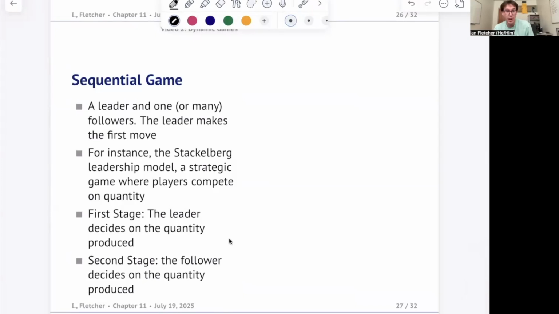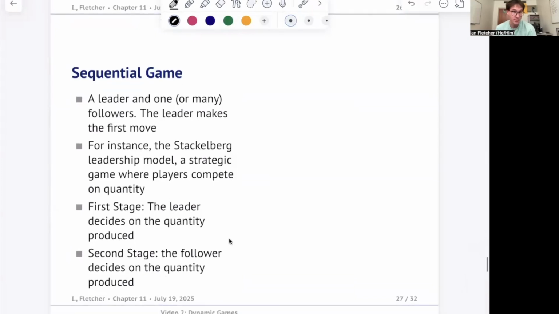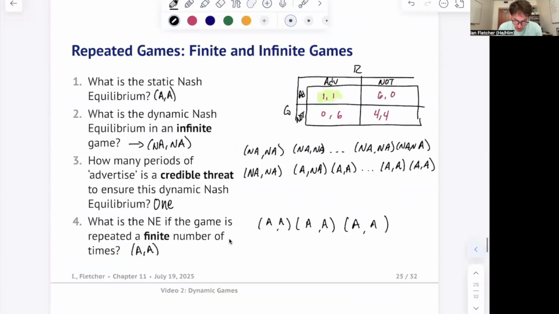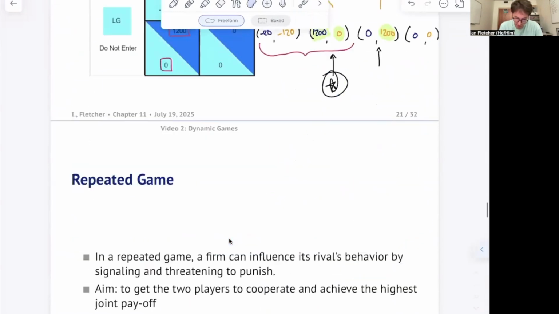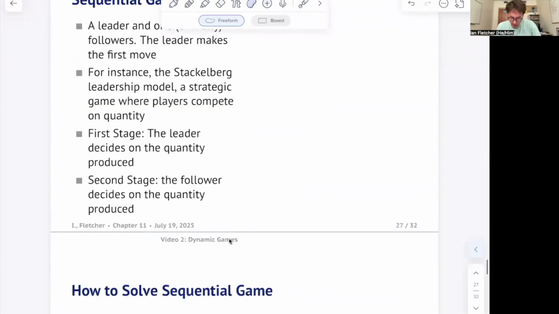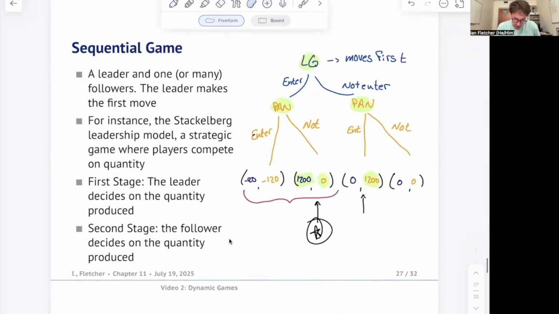So we're here. A sequential game means that a leader and one or many followers happens. So a leader is going to make the first move. The Stackelberg leadership model is a strategic game where players compete on quantity. So the first stage, the leader is going to decide on quantity produced, and the second stage, the follower is going to decide on the quantity. This is very similar to our game up here, right? So we'll just move this down, and we'll kind of talk through this example here.